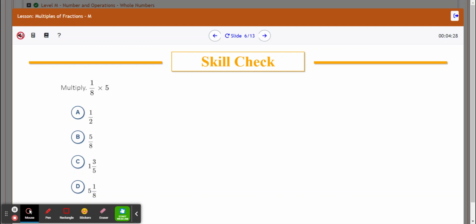Lesson number 13, multiples of fractions. So before we do multiples of fractions, there's a fraction rule that is very important you need to know.